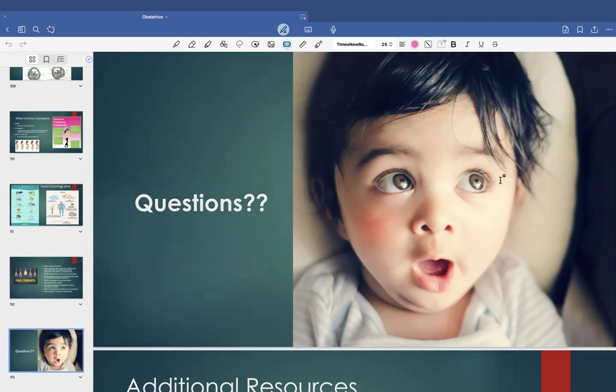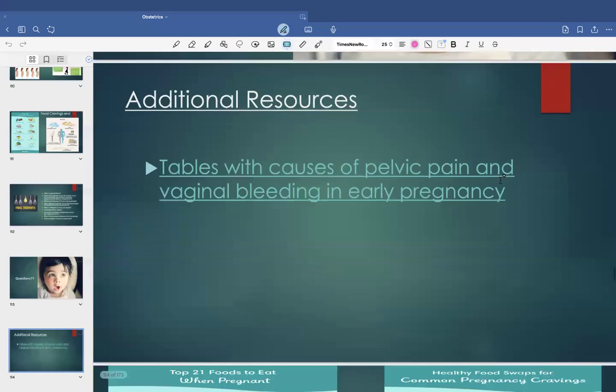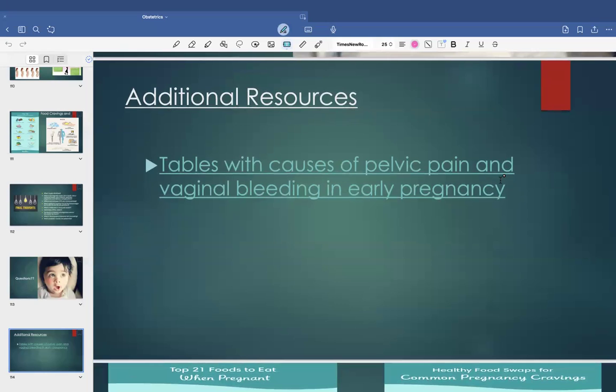I did leave a resource at the bottom, 21 foods to eat when pregnant, things that they suggest through the Pampers organization, and some common swaps that you can do for healthier options, because remember, we only want so many extra calories per day. We need a good idea of what to educate our patients about, like swapping some chocolate for dark chocolate, fast food for cooking, and whatnot. So that's just a resource for you, and then we will move forward.